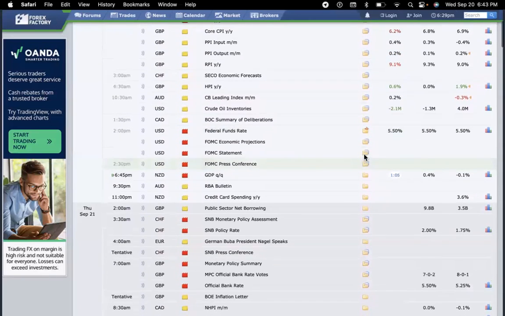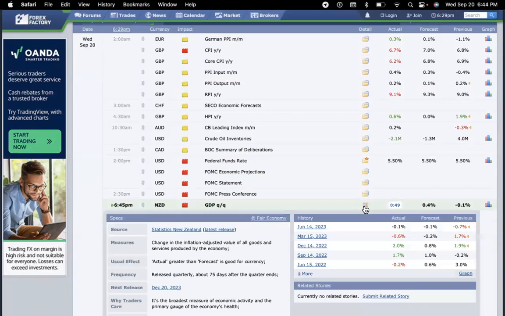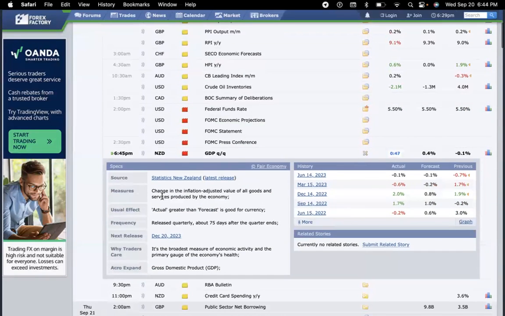So as we can see, we do have news that is about to come out in 1 minute, and that's the 6:45 p.m. EST news for NZD, just for NZD. And we're going to see what this news is about. So it says this is measuring the change in the inflation adjusted value of all goods and services produced by the economy. So that's a pretty big deal.